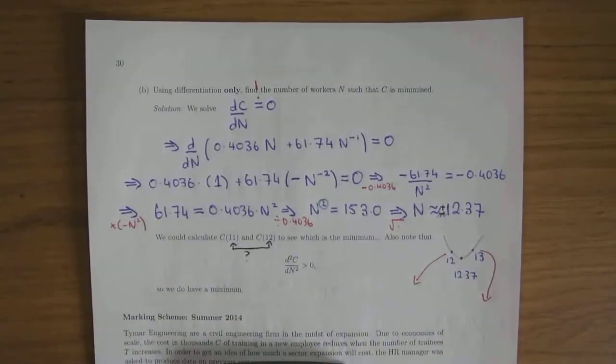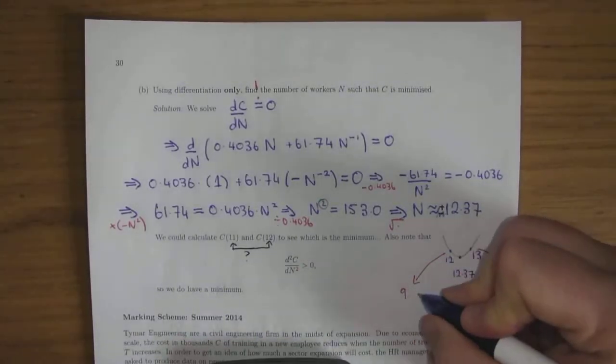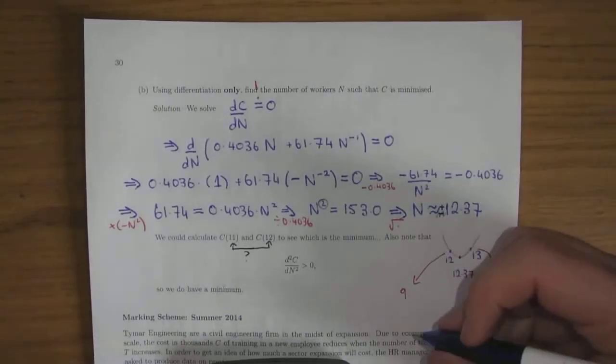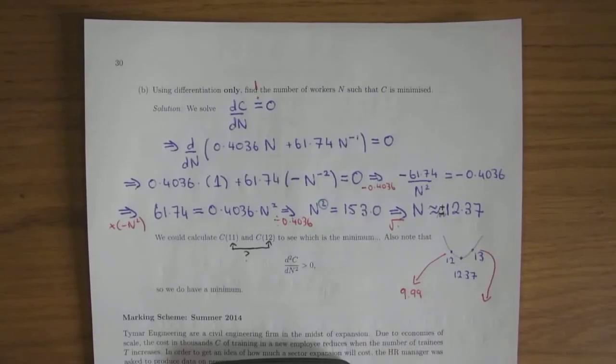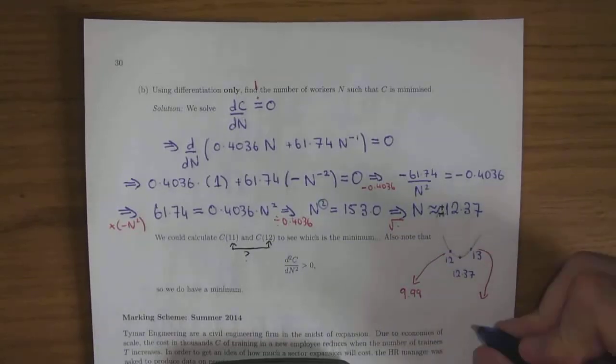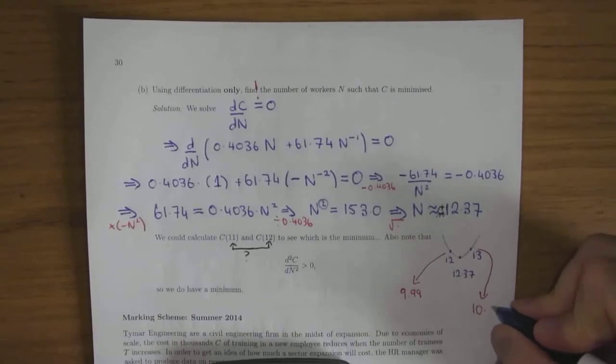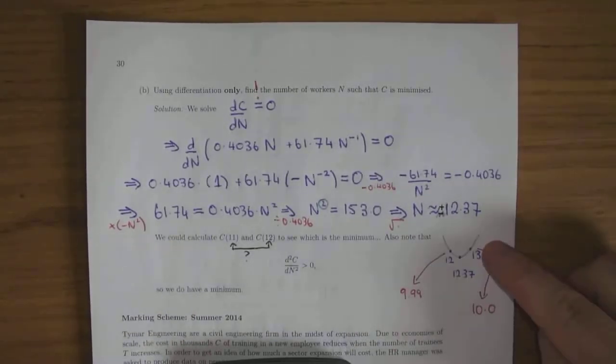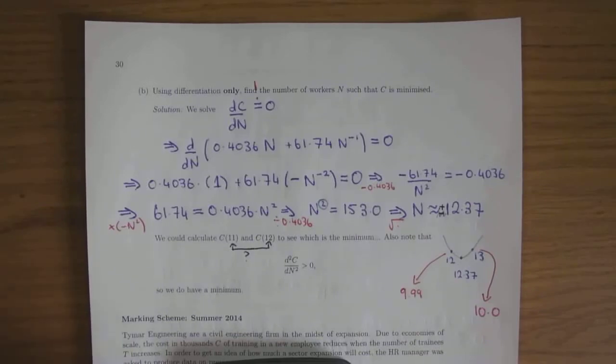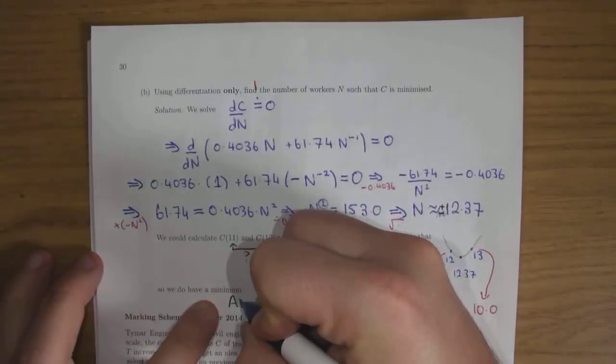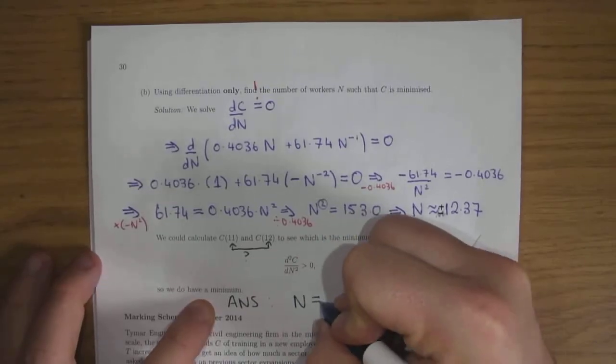So if I substitute 12 into my model, 0.4036 by 12 plus 61.74 divided by 12, this one gives me 9.99, I'm just going to do 3 significant figures, and now I'm going to throw in 13. It actually rounds to exactly 10. It's 3 significant figures. So this one is bigger than this one, so the answer is actually 12. Answer n equal to 12.